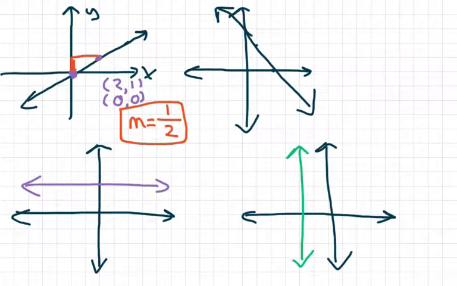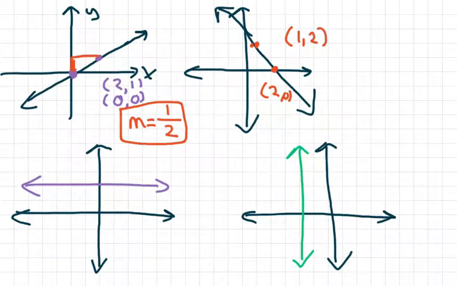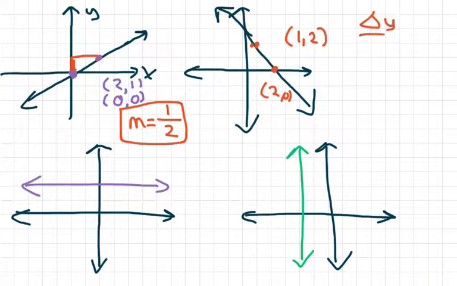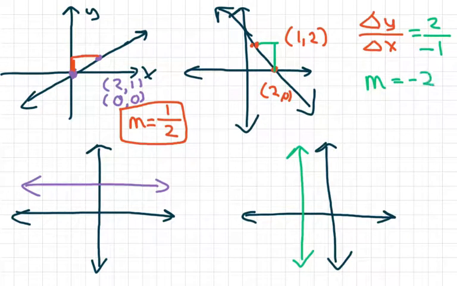Now this one, I have two points here. This point is (2, 0). And this one right here is (1, 2). And I'm just going to figure out my rise over run, my change in Y over my change in X. Well, I'm going up 2, that's positive, but I'm going to the left 1, that's negative. So my slope equals -2.